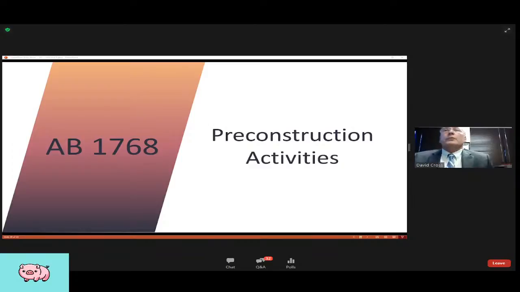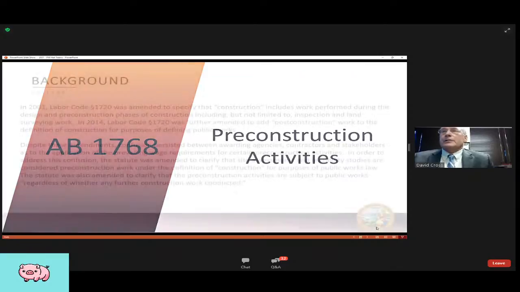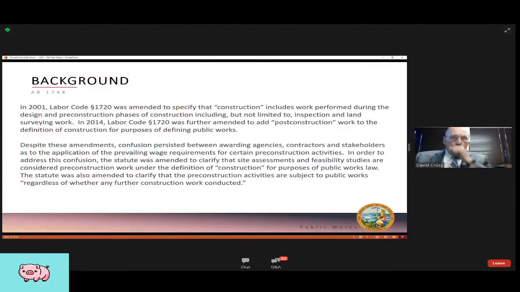All right, so let's go on to the next slide. We're almost at the end here of the presentation. Just got a couple more slides. So we get a lot of questions on pre-construction activities, and this has been the law for 20 years, because Labor Code Section 1720 was amended in 2001 to specify that construction includes work performed during design and pre-construction phases, including but not limited to inspection, land surveying.